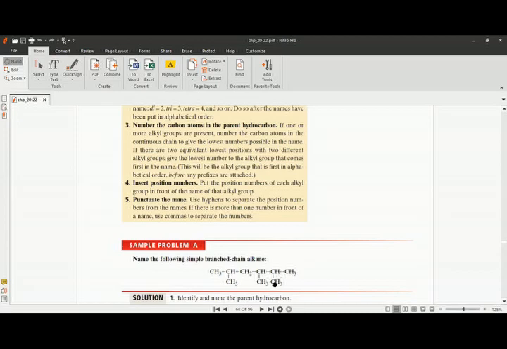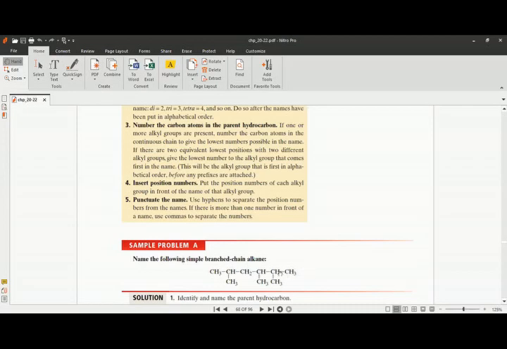Here we have how many branches? 2, and here we have 1. So you should choose the order of numbers, or the order of carbon atoms, from here. So I have here 1, 2, 3, 4, 5, 6.